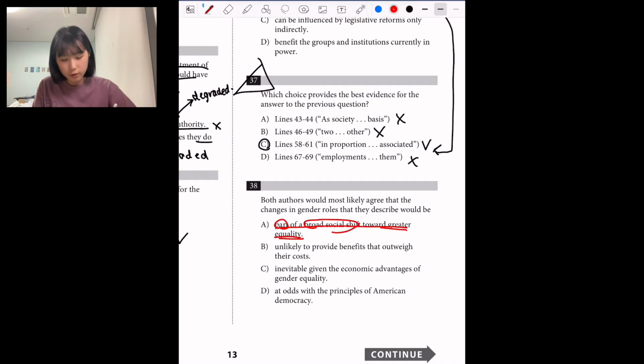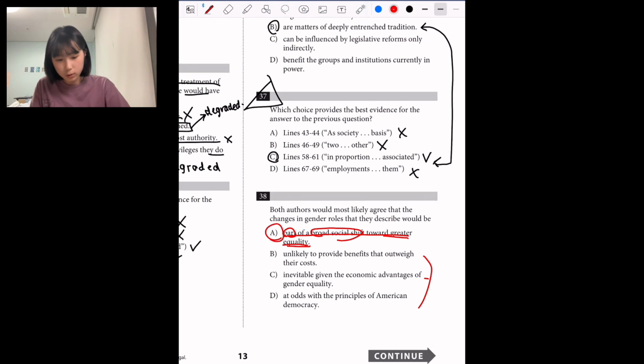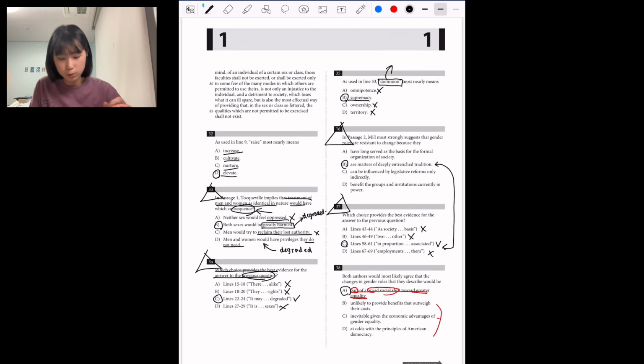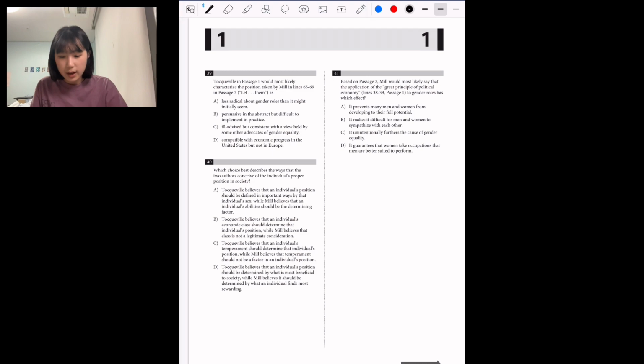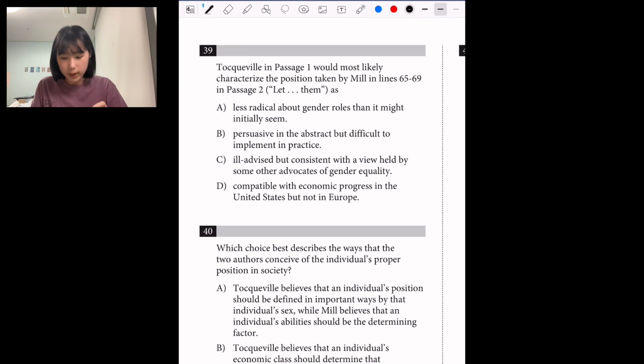We can't look at the other choices because we're short on time. So as long as we understand why A is the answer, I think this question is good for now. But if you have any questions on why the other answer choices are not sufficient, please leave a comment and I will explain to you individually. And moving on to question 39.